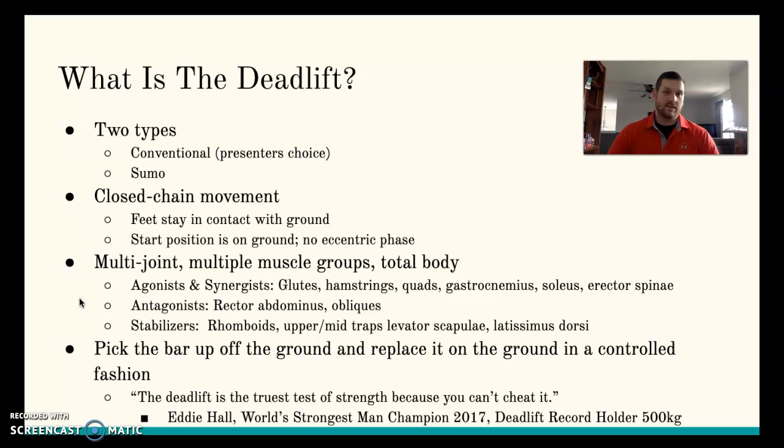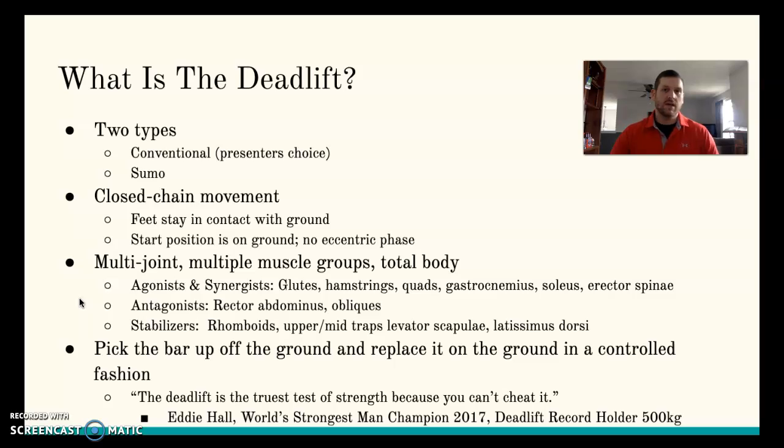Our antagonists, they're really going to stabilize us here and work to keep, like I said, the bar from toppling over. That's going to be our rectus abdominis and our obliques. And then we have more stabilizers in the upper back with our rhomboids, upper and mid traps, levator scapulae, and our lats. Okay? So, just the simple purpose: pick the bar up off the ground and replace it to the ground in a controlled manner.